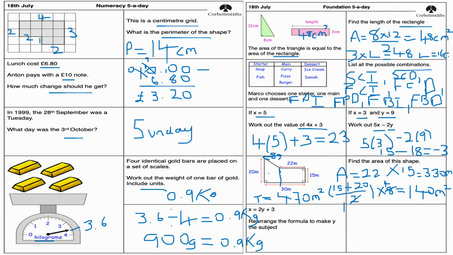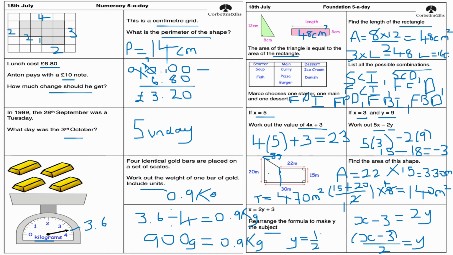Next one, x is equal to 2y plus 3. Rearrange the formula to make y the subject. So if I take away 3 on both sides, I get x take away 3 is equal to 2y. Dividing both sides by 2, because 2y means 2 times y, so x take away the 3, all divided by 2, gives me the value for y. So y is equal to x minus 3 over 2, or I can even write it as y is equal to a half, brackets, x minus 3.